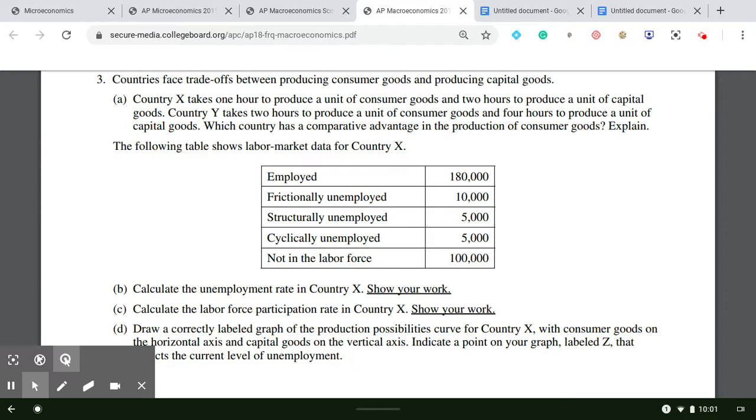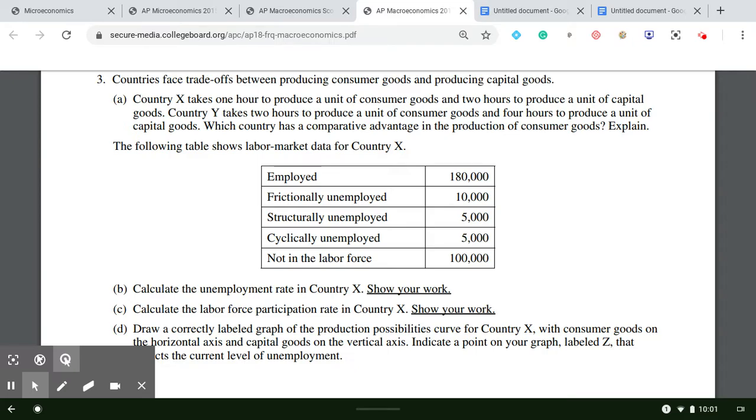All right, countries face trade-offs between producing consumer goods and producing capital goods. Country X takes 1 hour to produce a unit of consumer goods and 2 hours to produce a unit of capital goods. Country Y takes 2 hours to produce a unit of consumer goods and 4 hours to produce a unit of capital goods. Which country has the comparative advantage in the production of consumer goods?